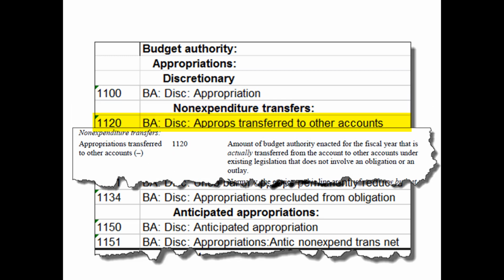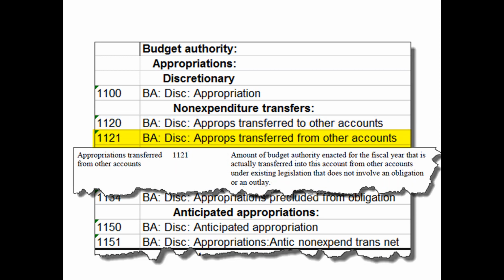Line 1120 is similar to line 1020 and reflects the amount of budget authority enacted for the fiscal year that is actually transferred from the account to other accounts under existing legislation that does not involve an obligation or an outlay. This lack of an obligation or outlay is what makes this a non-expenditure transfer.